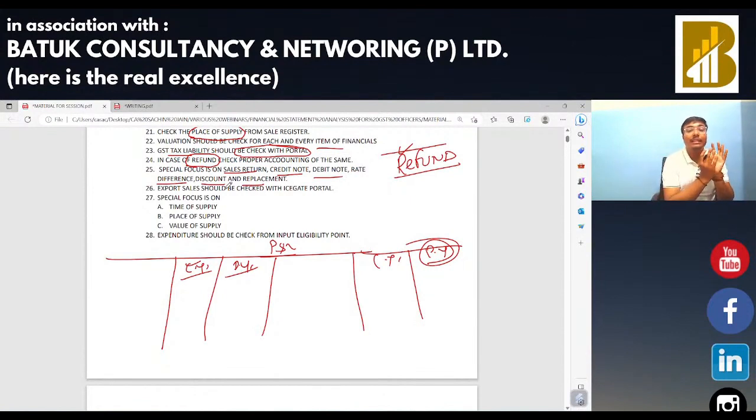Okay, if there is any credit note, debit note, discount, or rate difference, in that case we need to check, regarding rate differences and discount, whether the terms were already decided at the time of invoice or not. And if the particular terms and conditions were not decided at the time of invoice, in that case a financial credit note should be issued. You cannot issue a trade credit note or debit note. You cannot adjust the GST figure in that case.